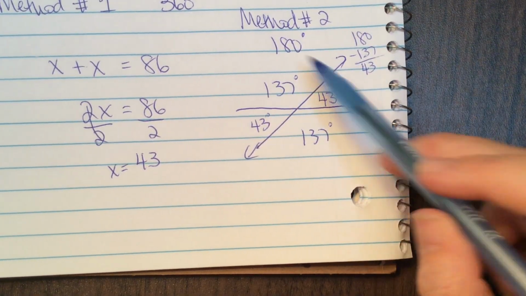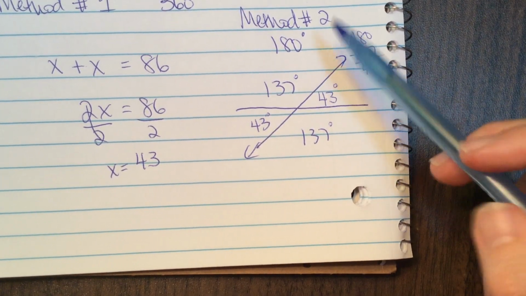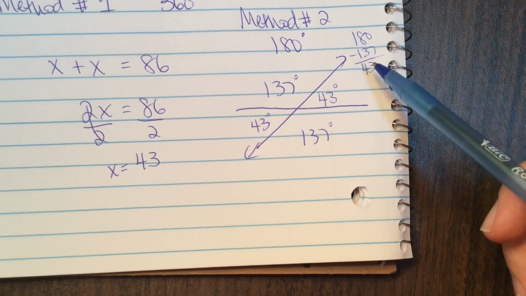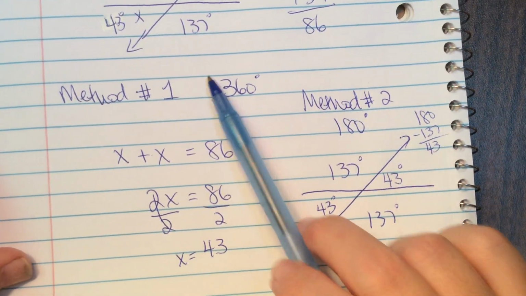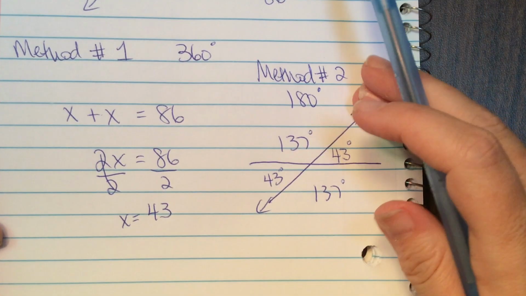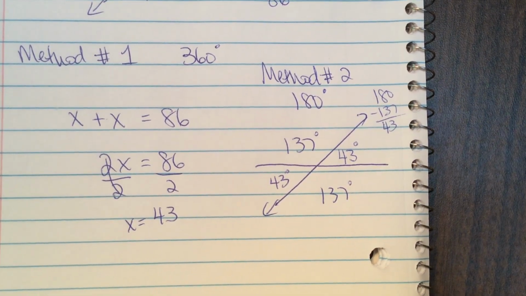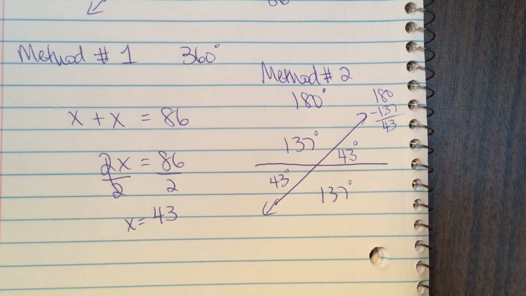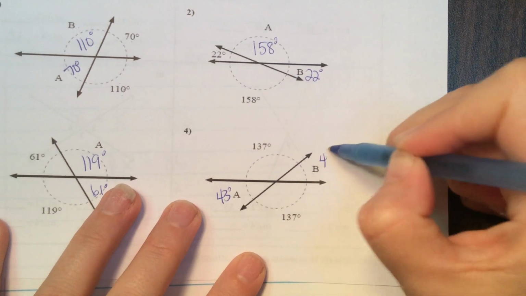Then I would still check myself by adding all 4 to make sure they add up to 360. So method 2 probably is the easier way, but a lot of times kids still do the first method, which is fine. So let's fill in what we know. This is 43 degrees and 43 degrees.